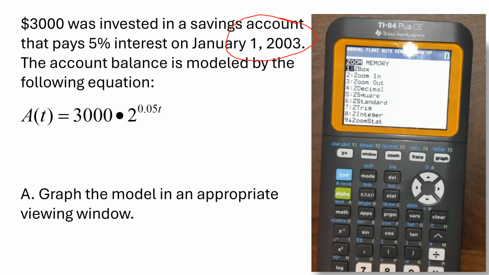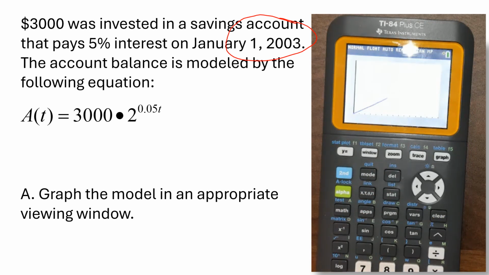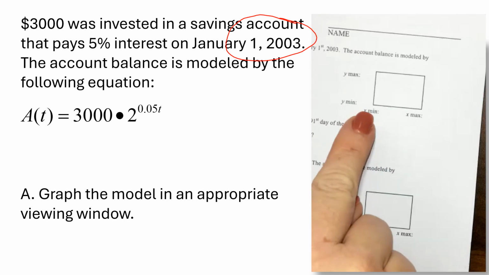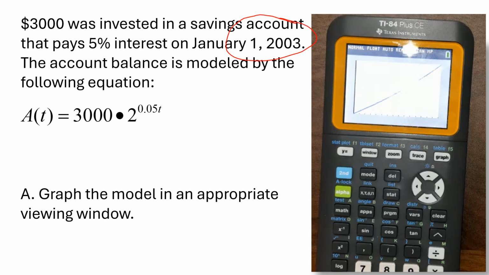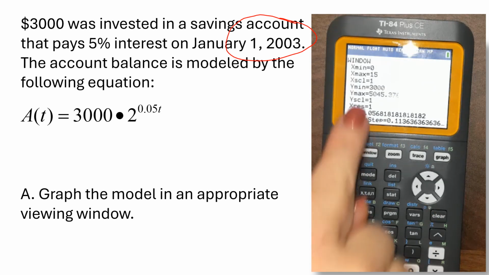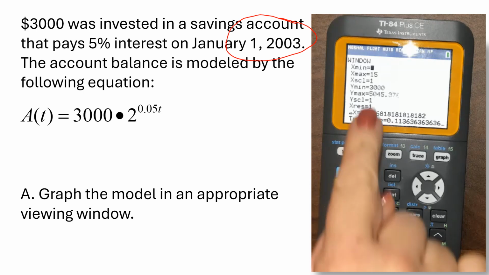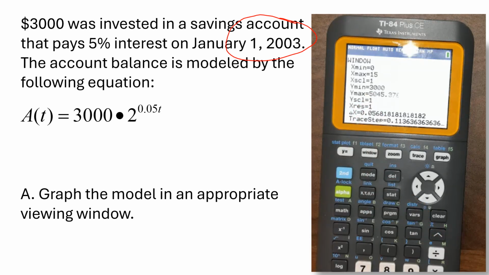All right, then I'm going to do zoom fit, so zoom 0. And for part A, you will want to draw the picture you have, and it's important that you also label what's the minimum and maximum for both the X and the Y values. So if I go up to window, I could do 0 to 15 for my minimum and maximum X value, and 3,000 to 5,045 for the minimum and maximum Y value.